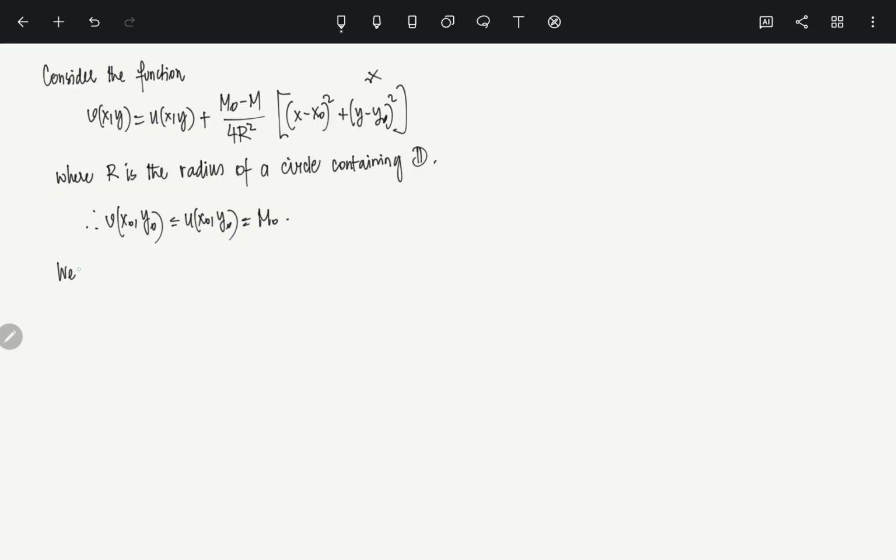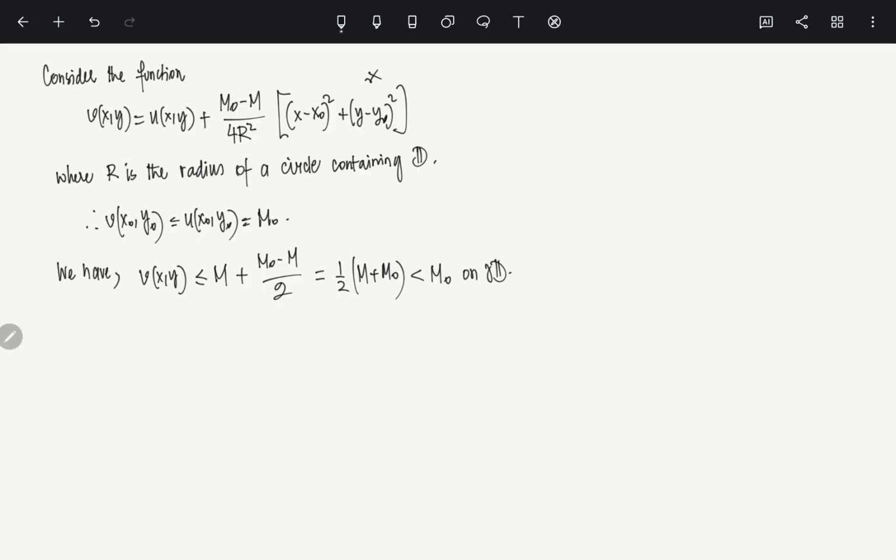We have also that v of (x, y) is dominated by m. Yes, because u is dominated by m plus (m naught minus m) by 2. Is it okay? So that is actually going to give us half times (m plus m naught), which is dominated by m naught on the del D. Okay.